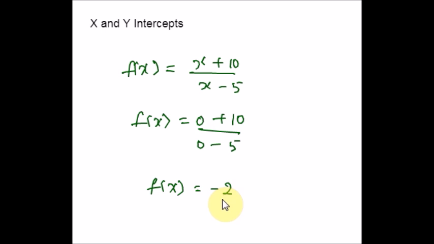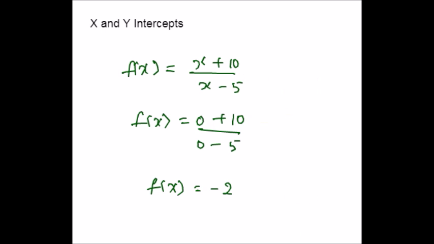Notice that 0 is the x-coordinate because we are on the y-axis, so x is equal to 0. Now let's find the x-intercept. We must substitute 0 for y, for f of x. I'm going to show that on the right side so you can compare both.